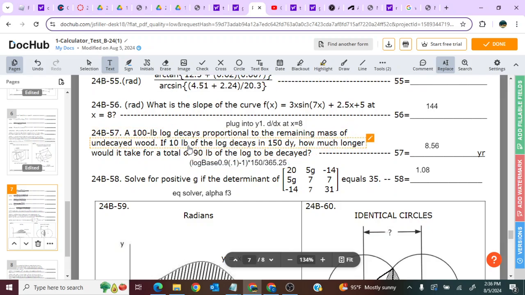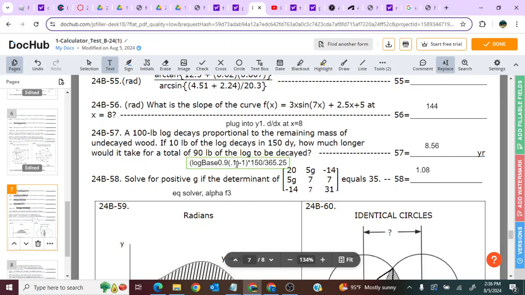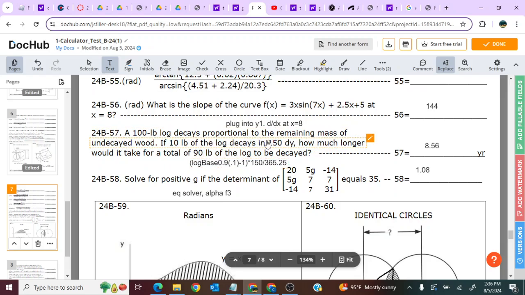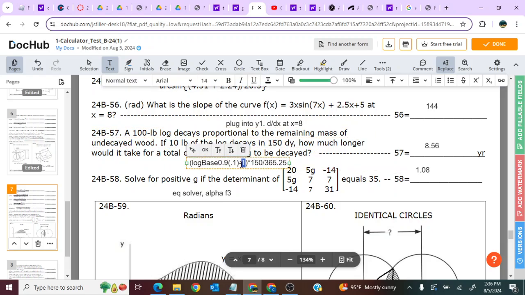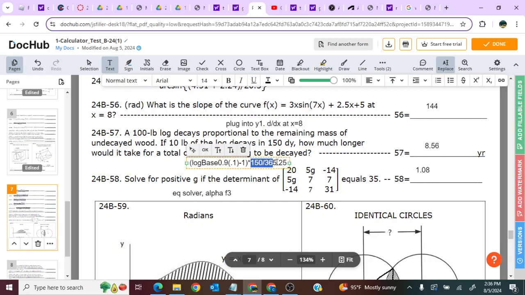10 pounds of the log decayed, so that means 90% was left. So it was multiplied by 0.9. And you gotta figure out how many times it has to be multiplied by 0.9 to get to 0.1. So you're looking for how much longer it would take. You have to subtract 1 because otherwise it would account for the original 150 days. Then once you have the number of times it's been multiplied, you have to multiply by how long it takes to multiply. So 150 over 365.25 to convert to years, and you get 8.56.